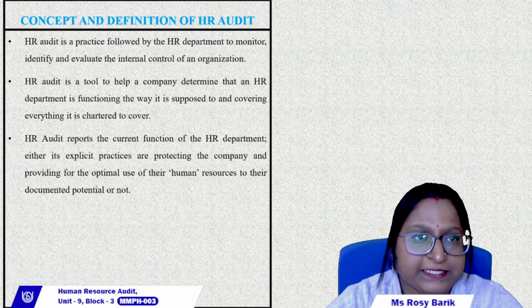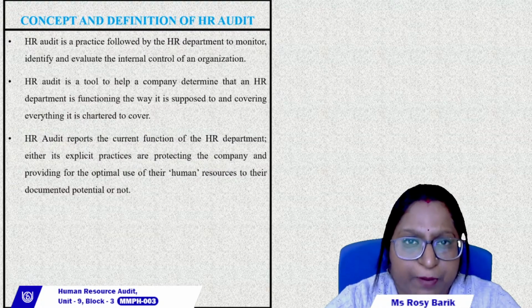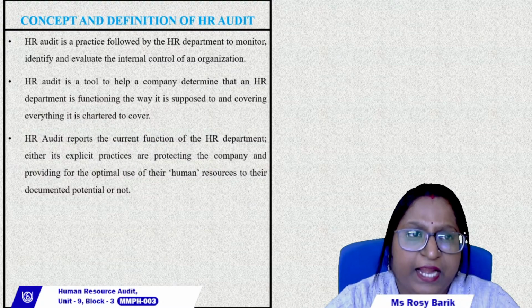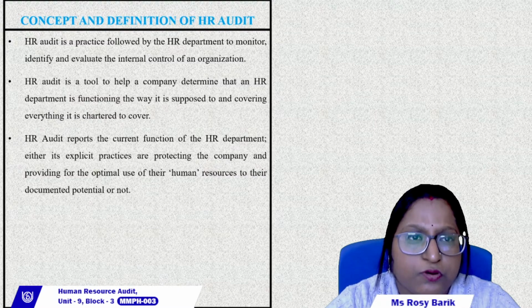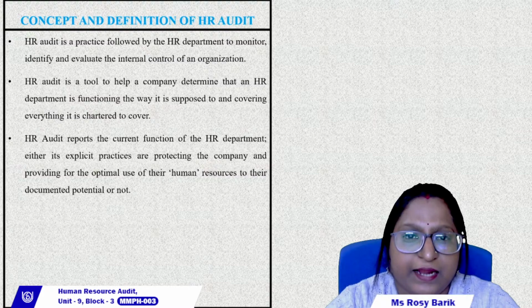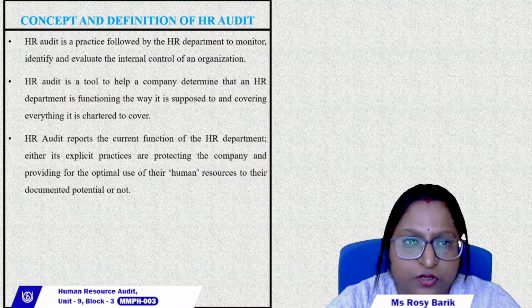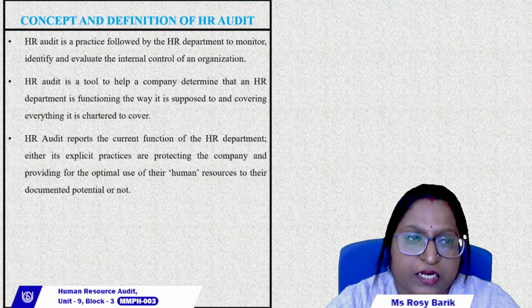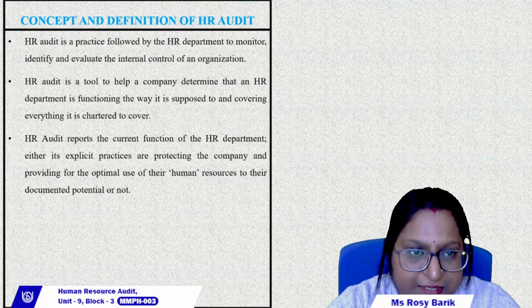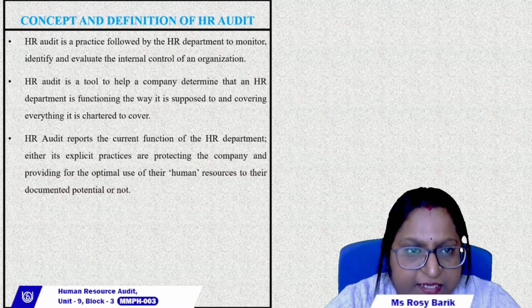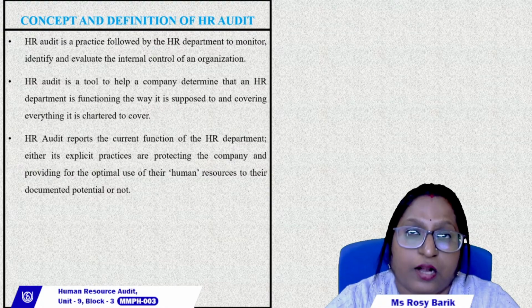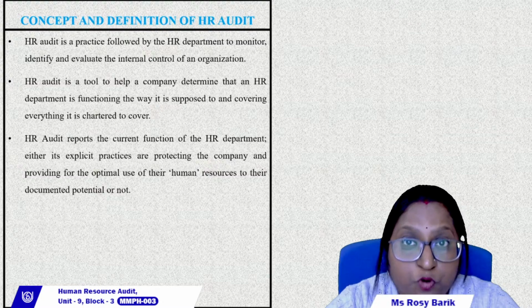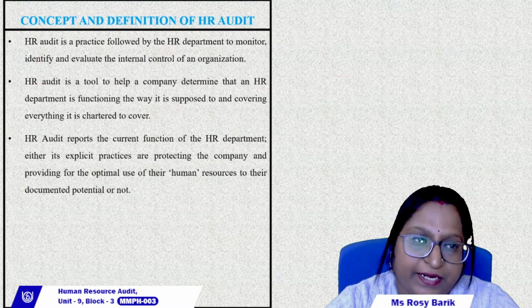So the HR audit is a practice followed by the HR department to monitor, identify, and evaluate the internal control of the organization. HR audit is a tool to help the company to determine that an HR department is functioning the way it is supposed to and covering everything it is catered to cover. So, through this HR audit tool, the company determines how the HR department is functioning or how the HR department is supposed to function.